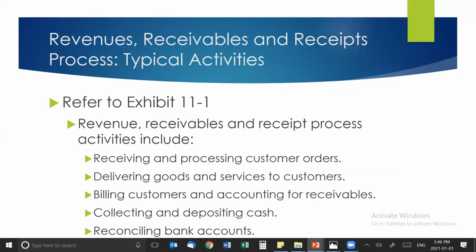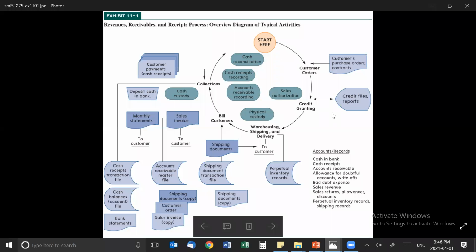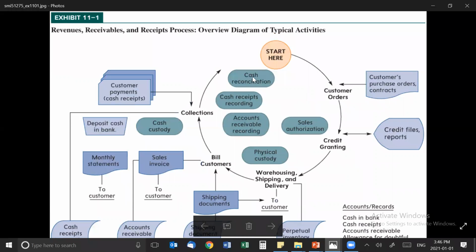The activities included in the revenue, receivable, and receipt process for general companies are: first, you're going to receive and process customer orders. Then you're going to deliver the goods and services to the customers. You're going to bill the customers and then account for receivables. You're going to collect the cash and deposit it. And then you're going to reconcile the bank accounts. Okay, if I pull up the exhibit, it kind of goes through the steps.